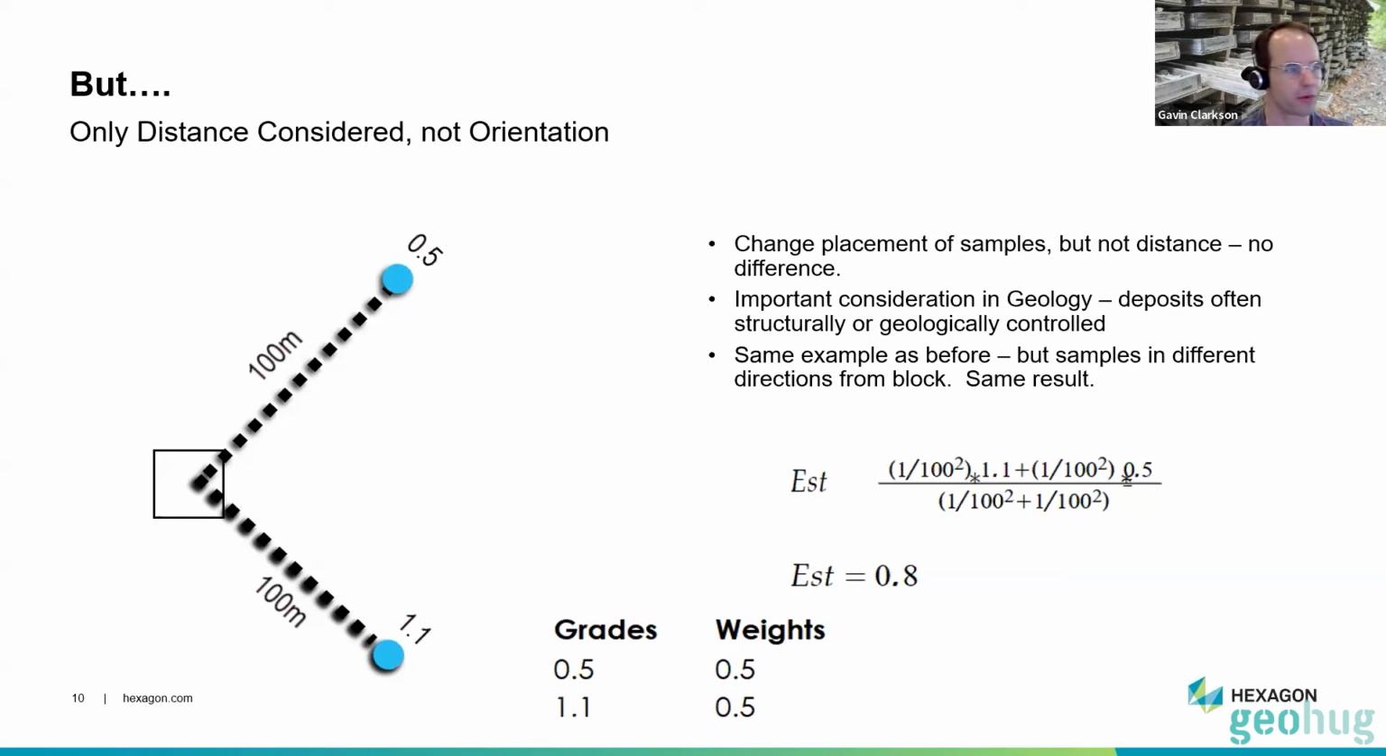And this is an important consideration in geology. Deposits are often, if not always, structurally or geologically controlled by some boundary. There's some sort of orientation or some sort of direction that your ore has been deposited, or that your metal of merit has been deposited. So that orientation, or where those samples land, can become very important. And that's where variograms come in. They can take this weighting into account, but also consider where your samples have landed.